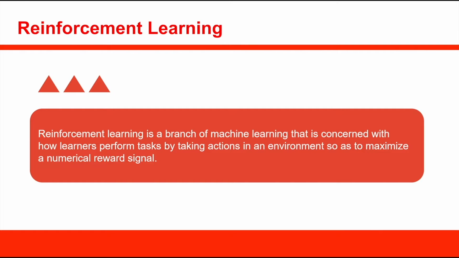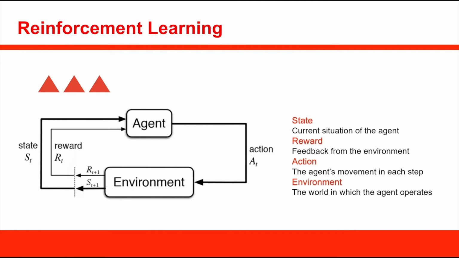Reinforcement learning is a branch of machine learning that is concerned with how learners perform tasks by taking actions in an environment so as to maximize a numerical reward signal. And this is an illustration about the system of reinforcement learning. The key concepts are state, reward, action, and environment.